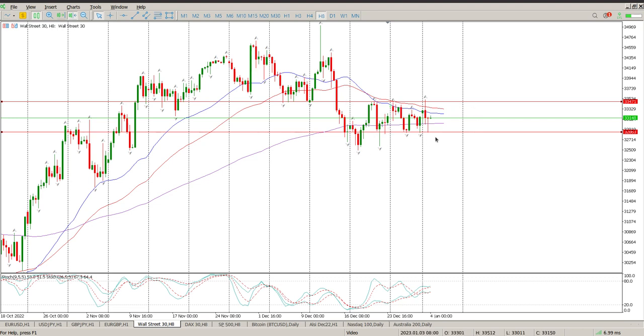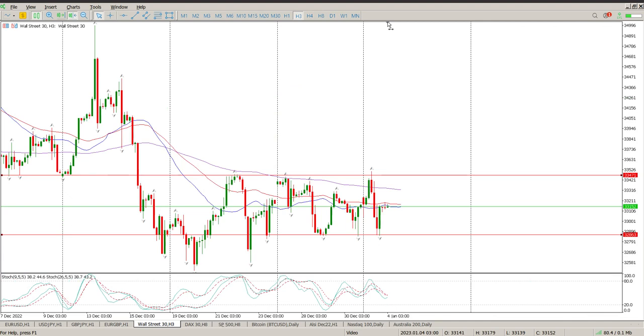For me at the moment, you can see this area here, as I said yesterday, 33,471 was the top area, and then we had this bottom area here, and you can see we rejected both areas. But we are stuck between the moving averages. So looking at the longer term outlook for this, we need a break of this range. To the upside, that's 33,471. To the downside, that is 32,863.